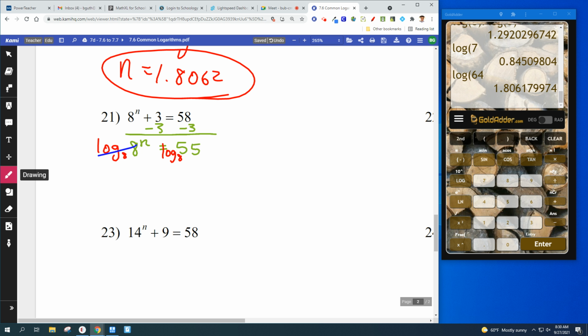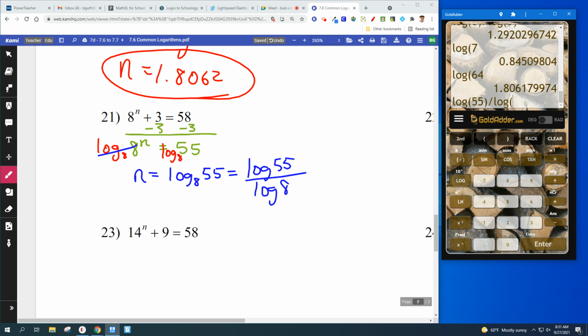Okay, this is kind of the whole thing. N is going to equal whatever log base 8 of 55 is. This is where you have to use your change of base formula, right? You can't just type in log 55. That's going to be a common mistake. People will just type in log 55. That's not it. You're going to have to do the change of base and say log 55 over log 8, unless you have a special calculator that you can type it all in. Log 55 over log 8, 1.9271.